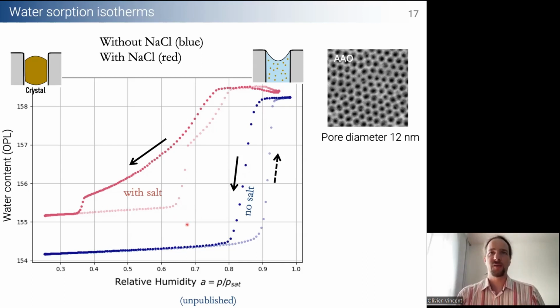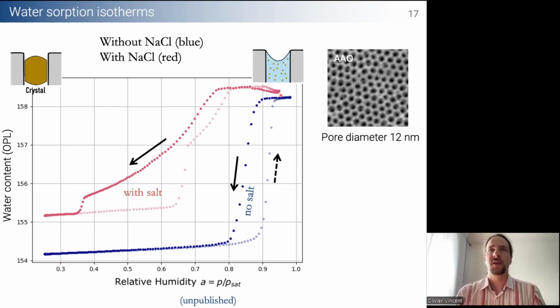And you see that first it's shifted to much lower relative humidities, which is in itself not surprising because, as I said before, when we introduce salt, you lower the vapor pressure of the liquid itself. So all the humidities are kind of shifted to the left. But also you see new shapes that appear in the system. You have condensation here again, but then condensation is not complete, and it continues here until the sample is full.